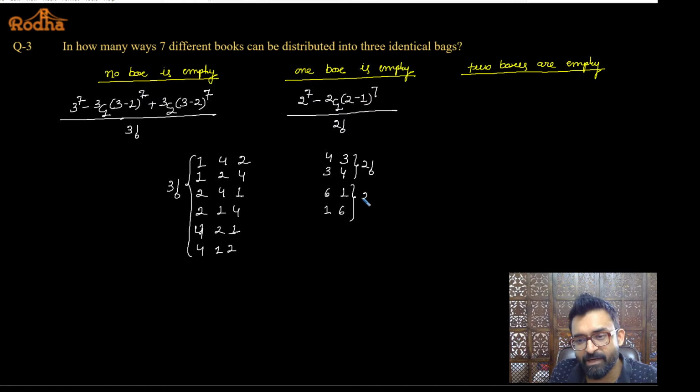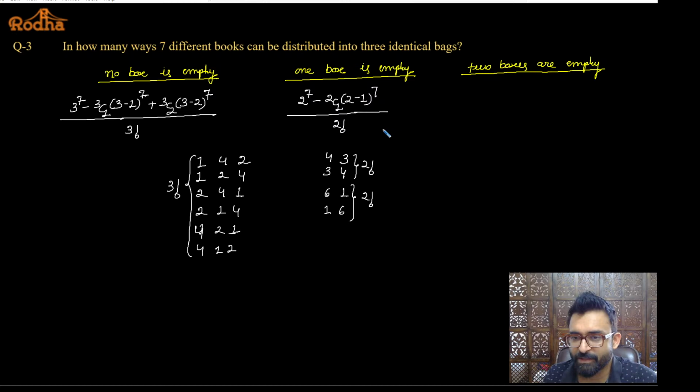So again I divide by 2 factorial. I don't have to select the bag which is empty because bags are identical. Otherwise, if the bags were different, we would think about which bag will be empty. There is no way of selecting the correct bag because any bag can be empty. All the bags are identical.